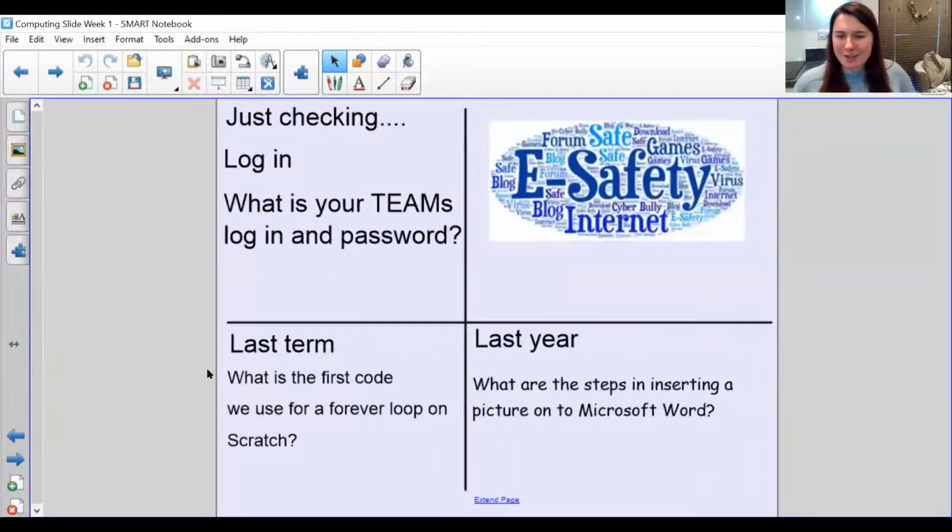So to start, you've got three things to think about if you're just checking. The bottom two are on the quiz that you will do at the end of the lesson. But the first one is just to think about, do you remember your team's login and password? So as a reminder for Year 6 children, it is 14, your first name, the initial of your last name at thepalmeracademy.com, and then capital TPA with your 6-digit birthday as the password. And then the other two questions about forever loops and Microsoft Word you can do on the quiz at the end.